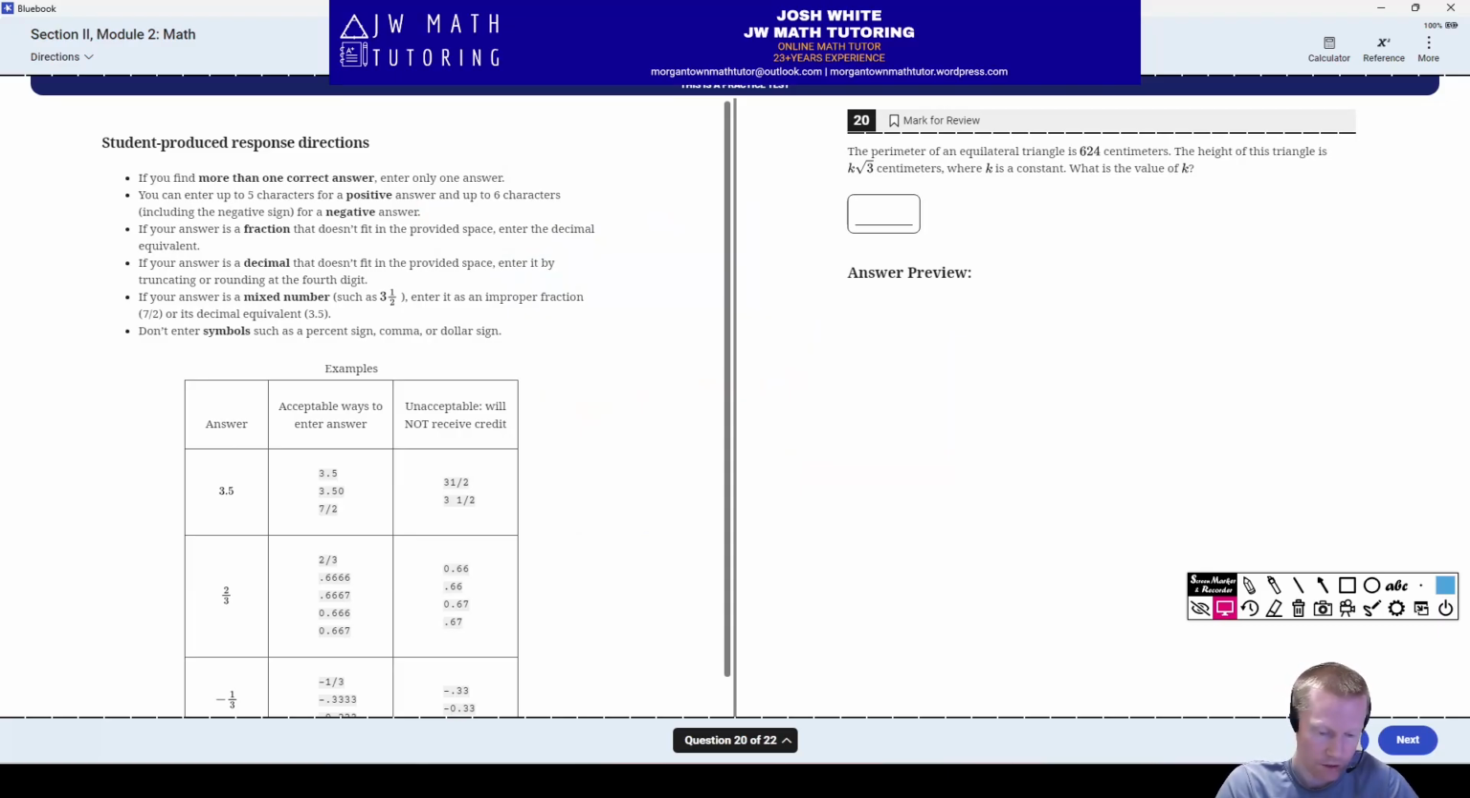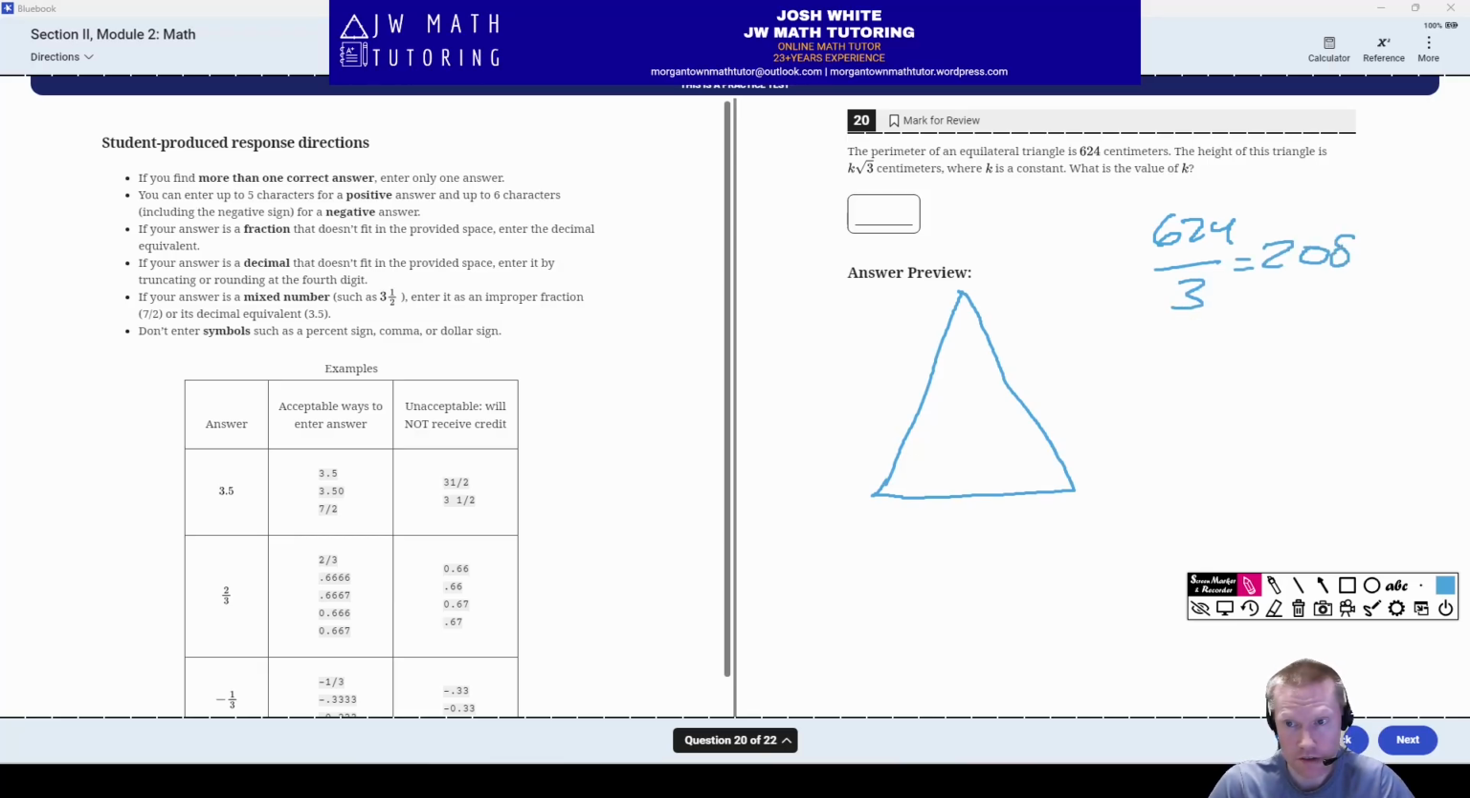Next up, we have question number 20. Here we have an equilateral triangle. Now, we know its perimeter is 624. So we can divide that by 3 and figure out that each side has to be 208 because it's equilateral. All the sides are the same. They want to know the height of this triangle, specifically something root 3. They want to know what the something in front of the root 3 is.